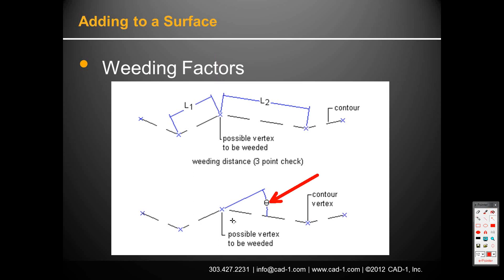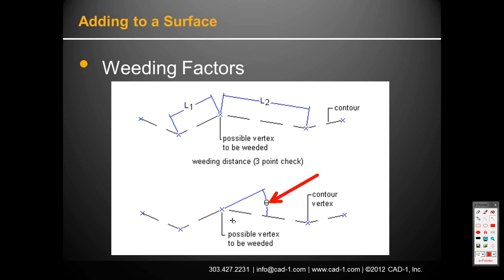So by default, the default setting here is 4 degrees. If this angle is greater than 4 degrees, then the data is very angular, and it's going to keep that point. But if the angle is less than whatever the weeding factor is, in this example 4 degrees, then the data is very straight. It has to meet both criteria. It has to be very dense, and it has to be very straight.